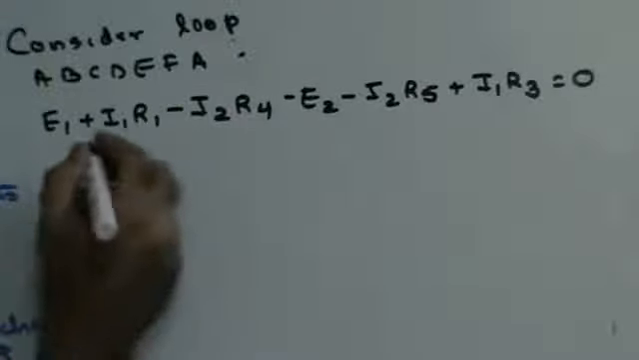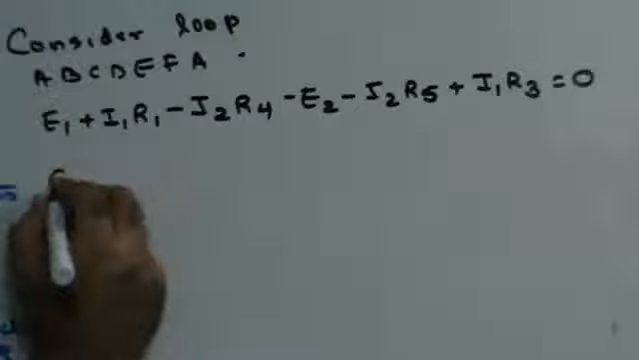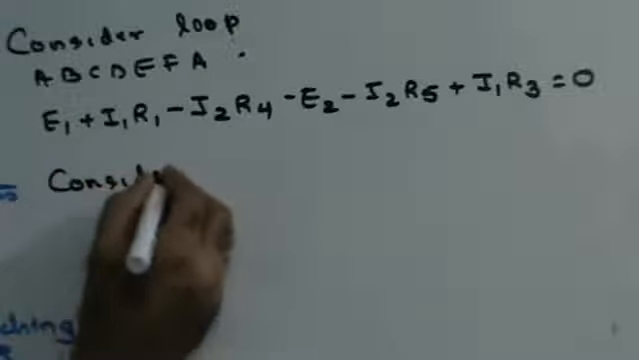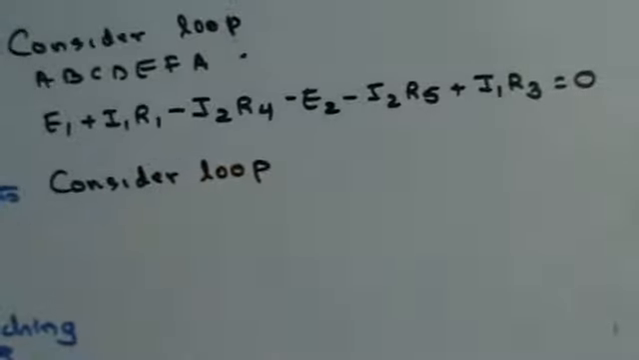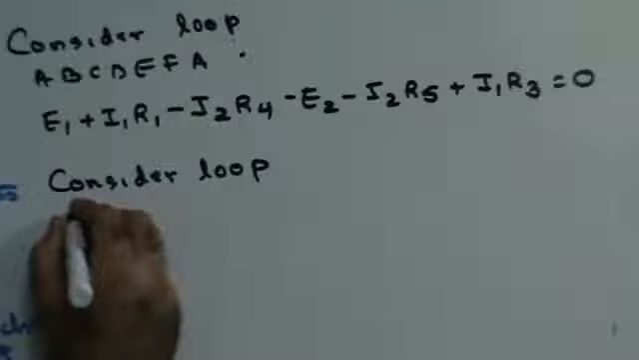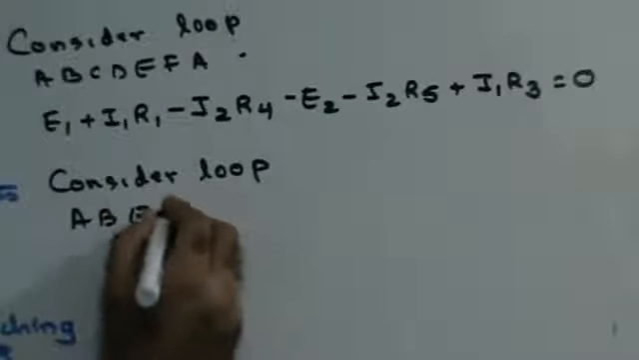Let's explain this to you with another loop. Let's consider the loop A, B, E, F, A.